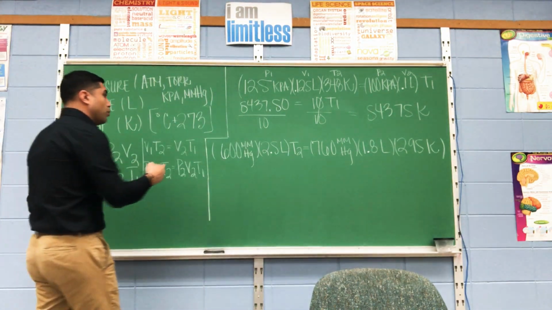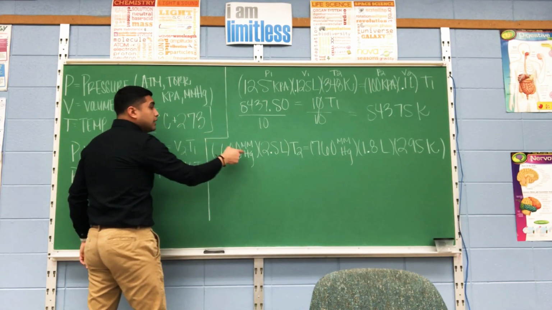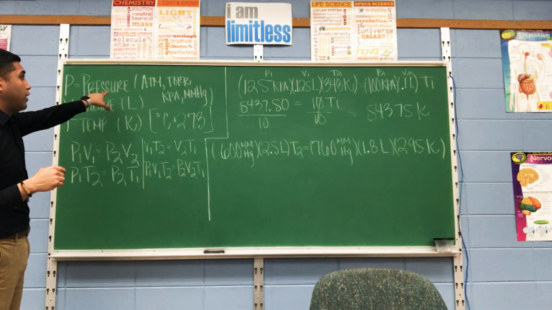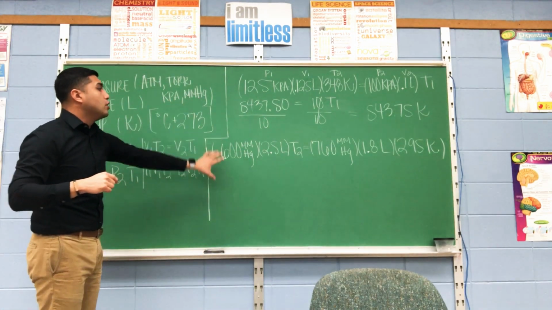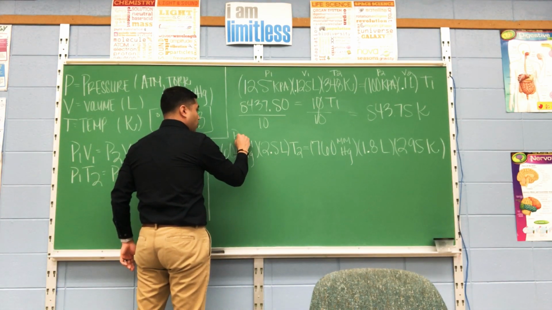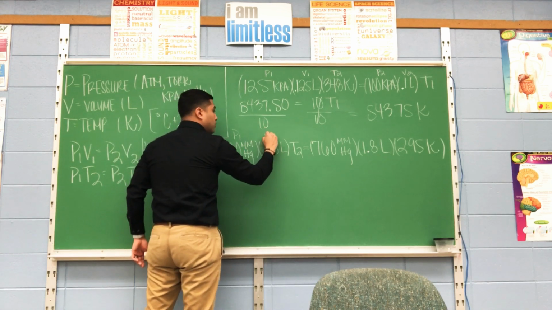This is the second example, very, very similar. It's also in your worksheet. We have 600 millimeters of mercury. Although this is different than kilopascals, we do know that it is a unit of pressure, millimeters of mercury. This is why we chose this example. So this is my first pressure, once again, P1. Then we have liters. That's automatically volume 1.